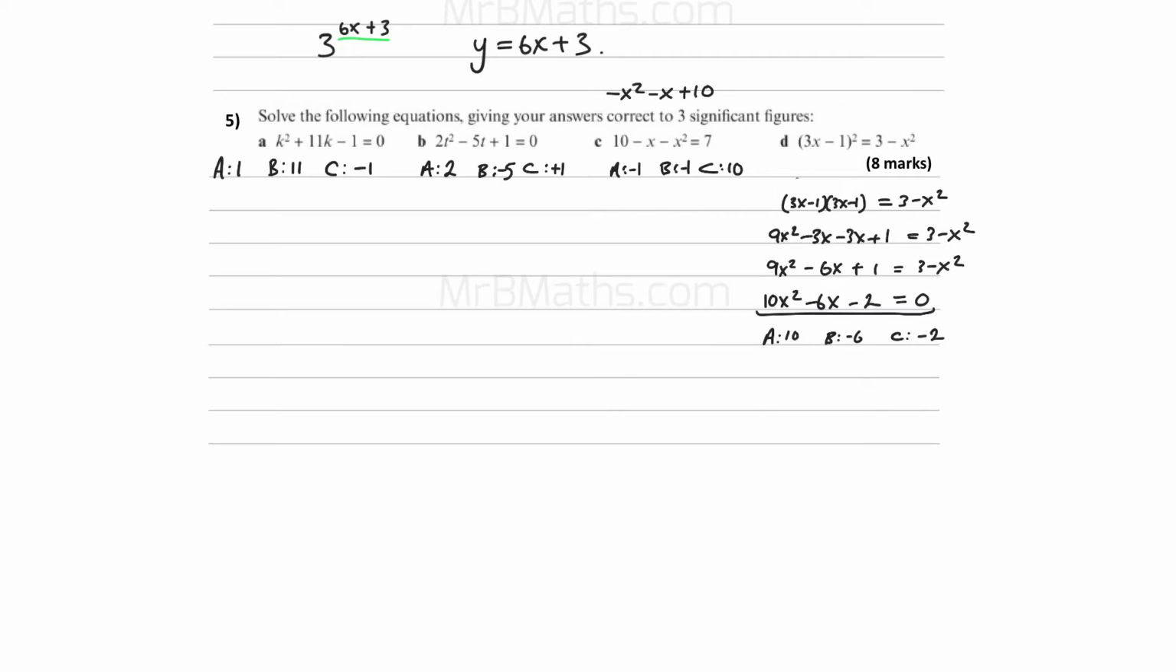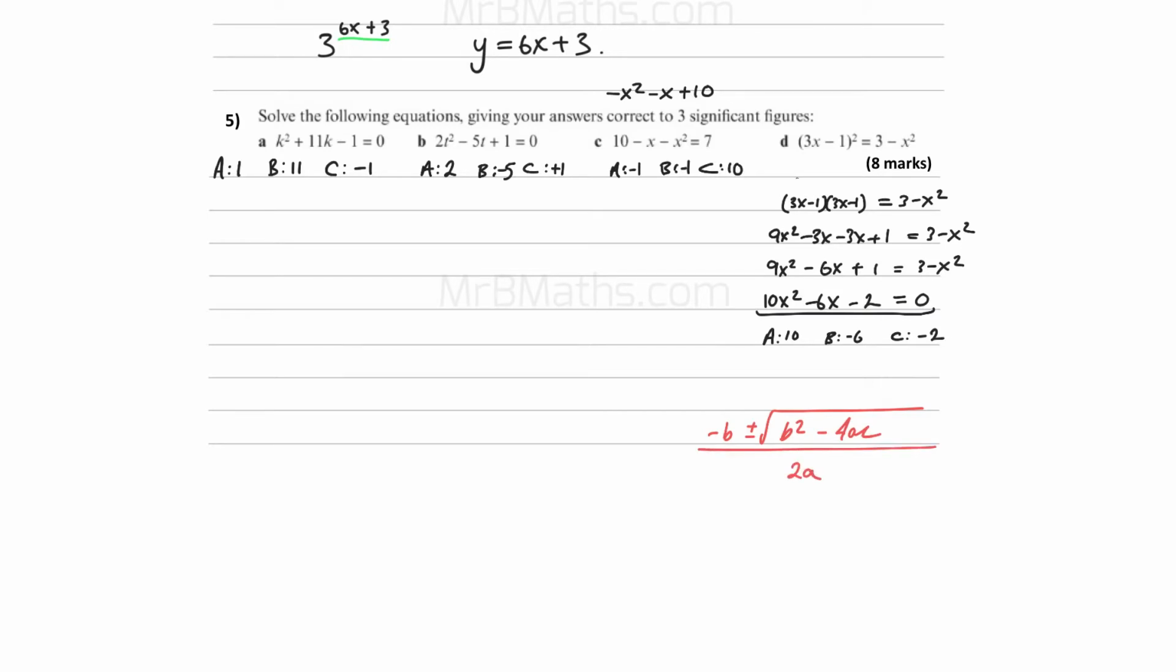Okay, now this part really isn't difficult at all. You just need to remember the quadratic formula. So I'll write that down here. This is minus b plus or minus the root of b² minus 4ac all over 2a.